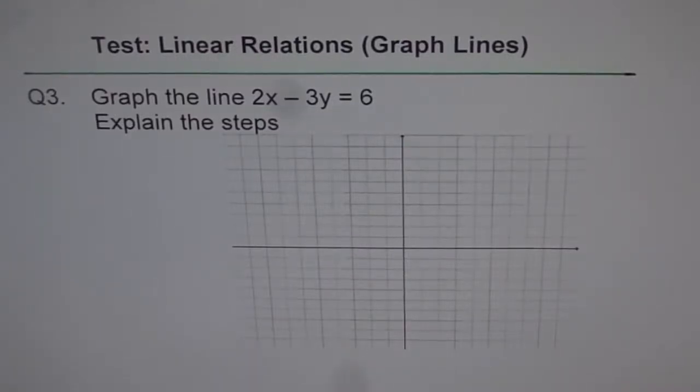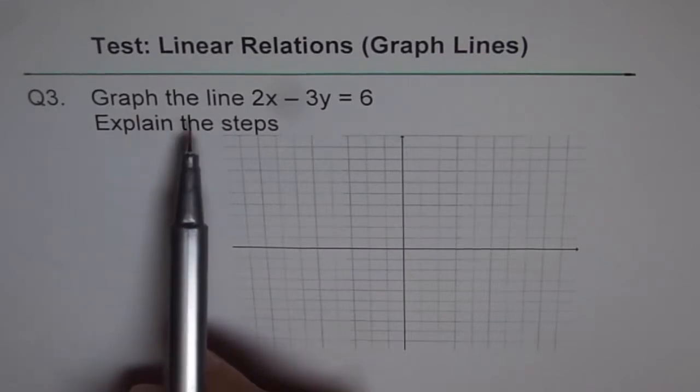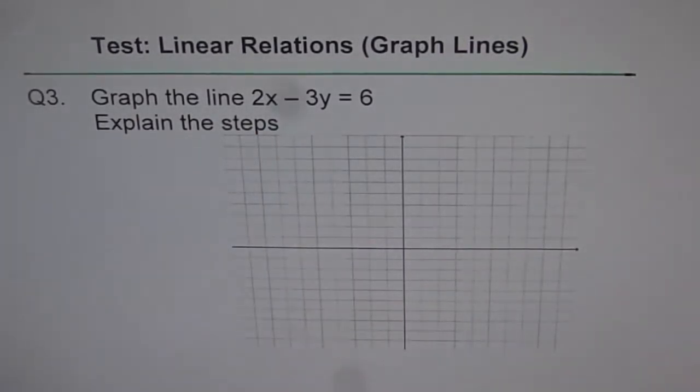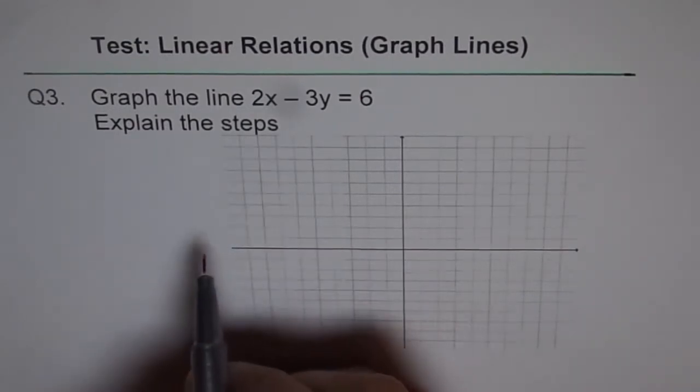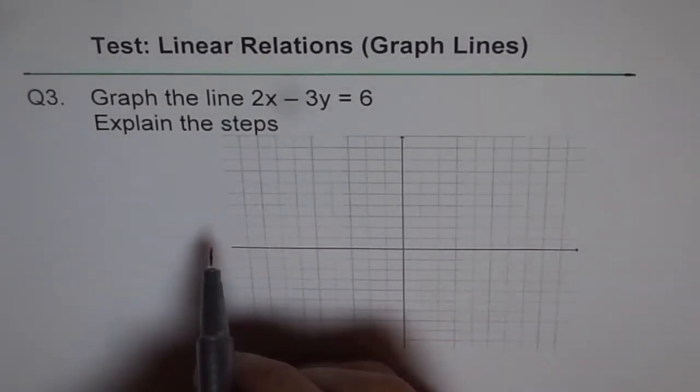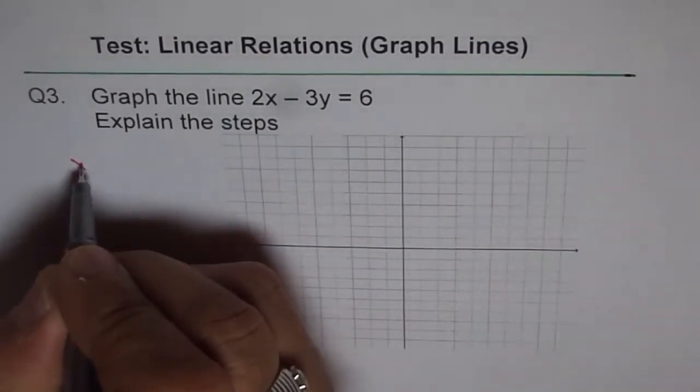Test on linear relations, and the topic before us is graph lines. So amongst these 10 questions, this is the third one, and we are trying to understand the steps involved in sketching a line. The question is, graph the line 2x minus 3y equals 6. Explain steps. Now, to graph such a line, the best thing is to find x and y intercepts and then graph the line. So we'll show the procedure here.